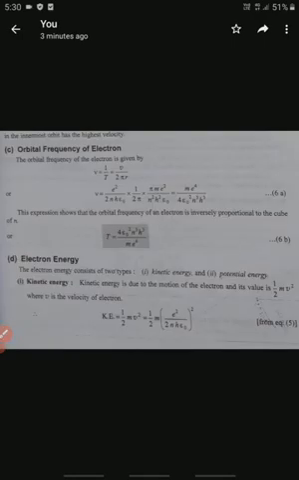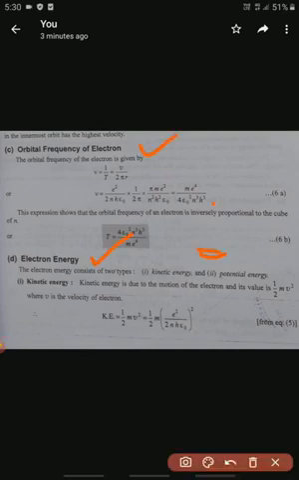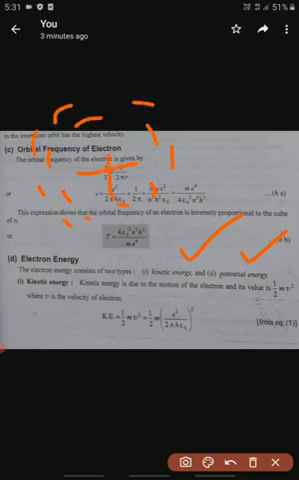First, electron energy. Electrons have two types of energies: kinetic energy and potential energy. Electrons are moving or revolving around the nucleus. Due to the motion, electrons possess kinetic energy, and due to the attraction between electrons and the nucleus, electrons possess potential energy.